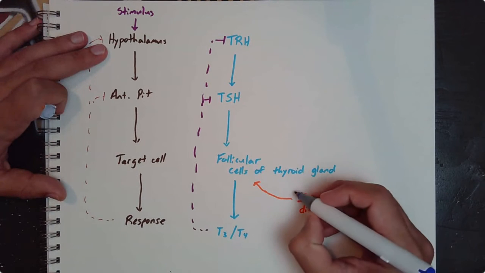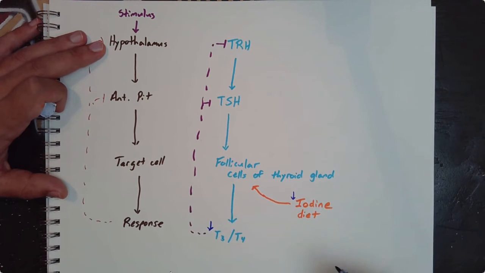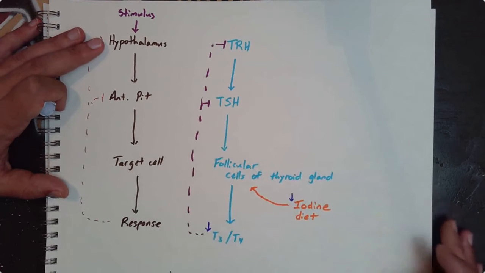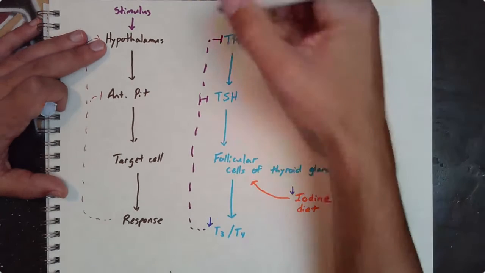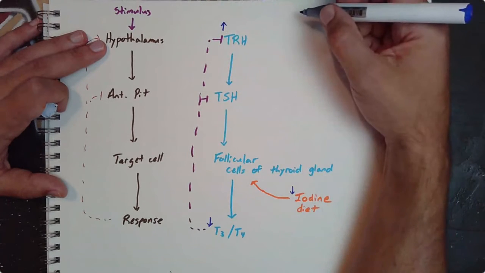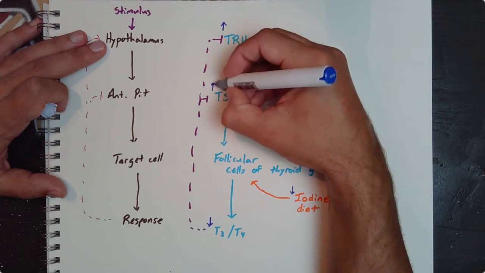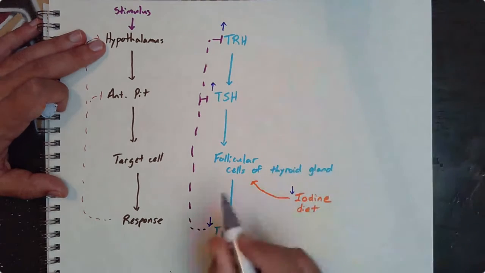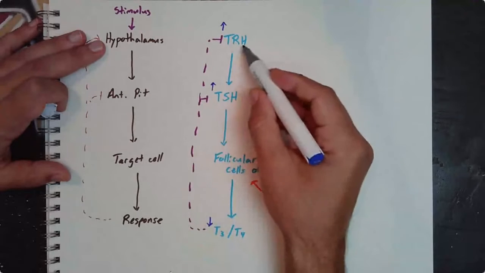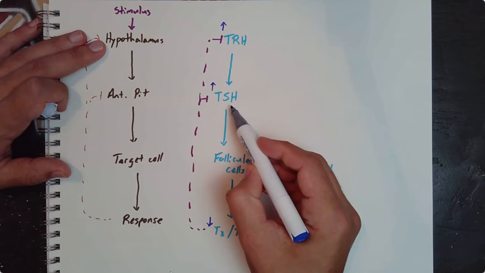So iodine in the diet decreases, so T3, T4 decrease. Now what's the body going to try to do to compensate? What's going to happen to TRH? Increase, decrease, no change? We got an increase in thyroid releasing hormone. Good. What else is going to increase? TSH. We got a problem here. This is thyrotropin releasing hormone. This is thyroid stimulating hormone.